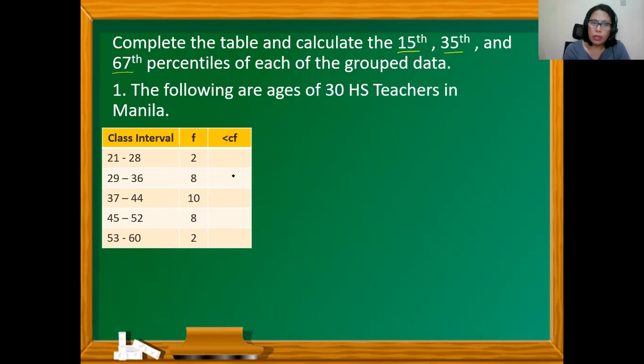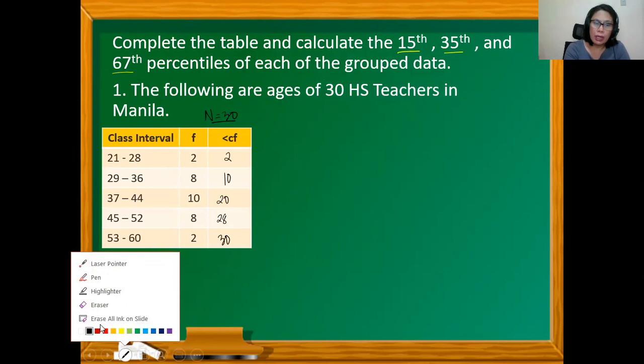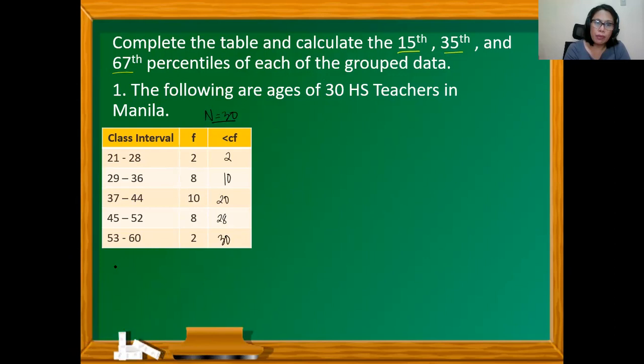Less than cumulative frequency is obtained by adding cumulatively the frequency. So we'll start from the top. So 2 plus 8 is 10, plus 10 is 20, and then plus 8 is 28, plus 2 is 30. So again, N is 30 here. So we will be working now on the percentile classes. So let's begin with P sub 15.